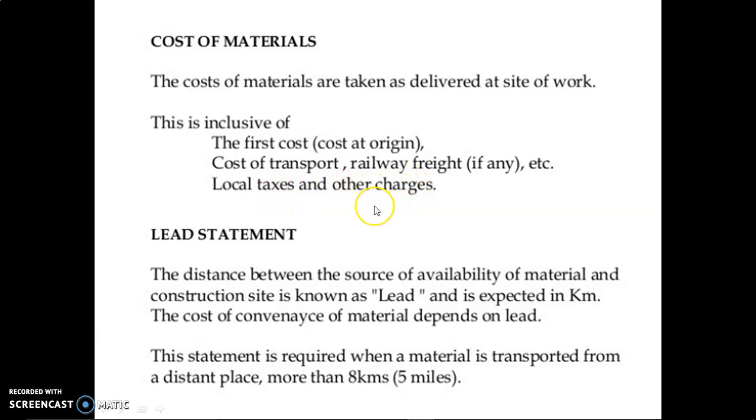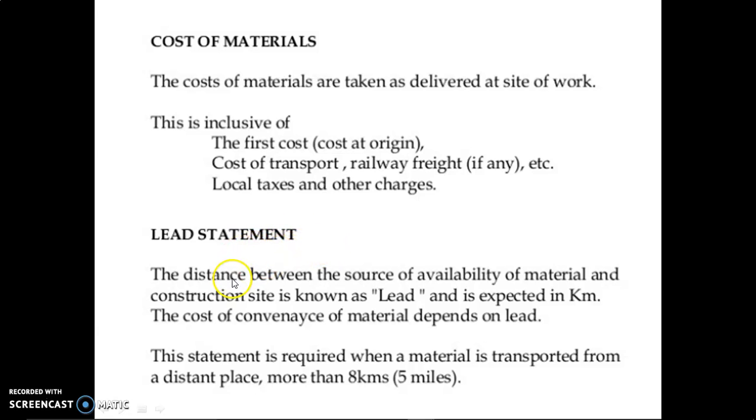Means if you want to purchase an item from a different state or a different city, you have to give the first origin cost, in which you fix their rate, then transportation charges, and after that the local taxes and other charges.